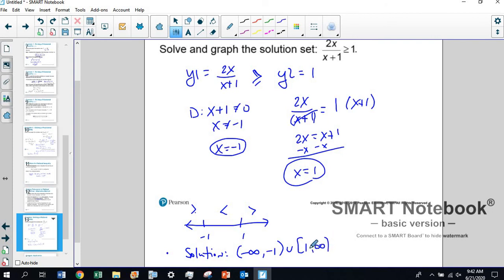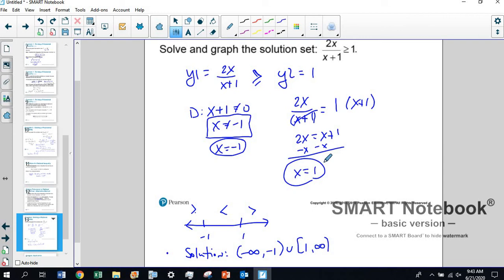Hey, wait. You included the 1, but you didn't include the -1. Why not? Because where did -1 come from? It came from my boundary domain, which meant -1. If you plug in -1, you get a 0 in the bottom. That's never allowed, right? So I can't include -1 whether this is greater than or equal to or not. It doesn't matter, because when -1 gets plugged in, you don't get anything. It doesn't even exist. Okay?